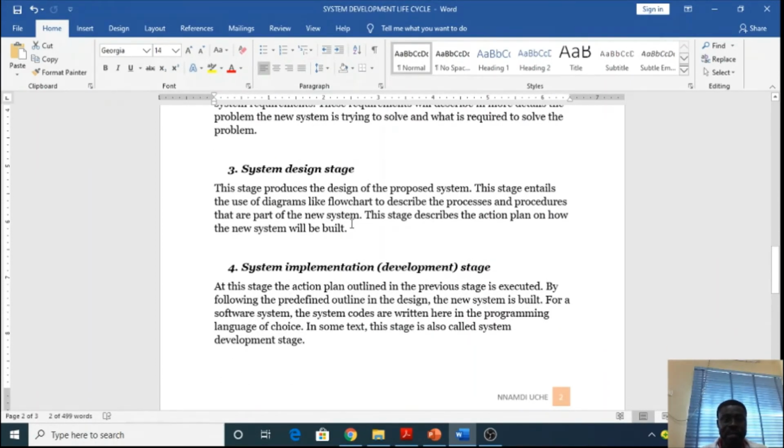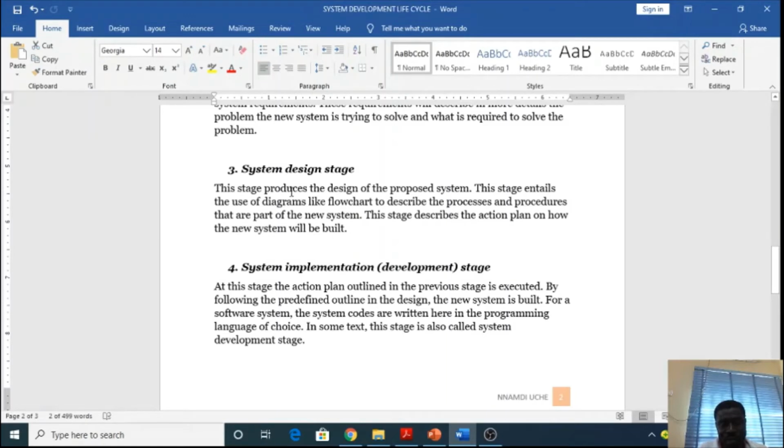Then the system design stage. This is where you know exactly what to do to solve the problem. You begin to write out more like an action plan. You put it on paper this time. You write in designs, whether you are just listing them out or having a chart about them, a drawing like flow charts. There are lots of other charts, use case diagrams, activity diagrams, and all that.